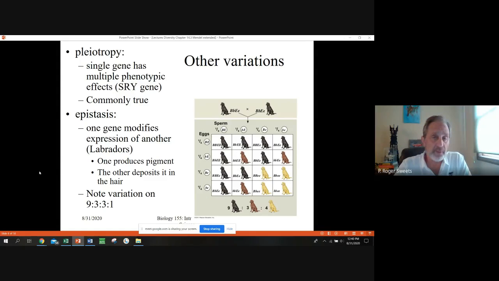One, for instance, might produce a pigment, while another gene and the biochemical it produces actually allows that pigment to be deposited into the hair. So the pigment's produced, but it's got to get into the hair in some way. This is actually true of a lot of mammals. Mice have the same situation. So if one produces the pigment and the other deposits it in the hair, then you might find that a pigment's being produced, but if it can't get into the hair, then it doesn't really matter, right?